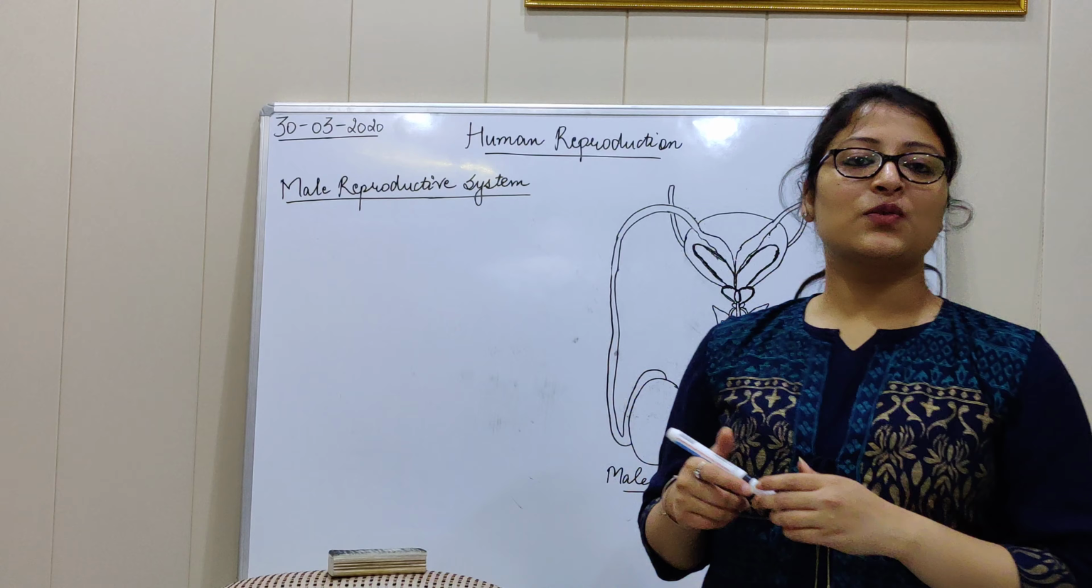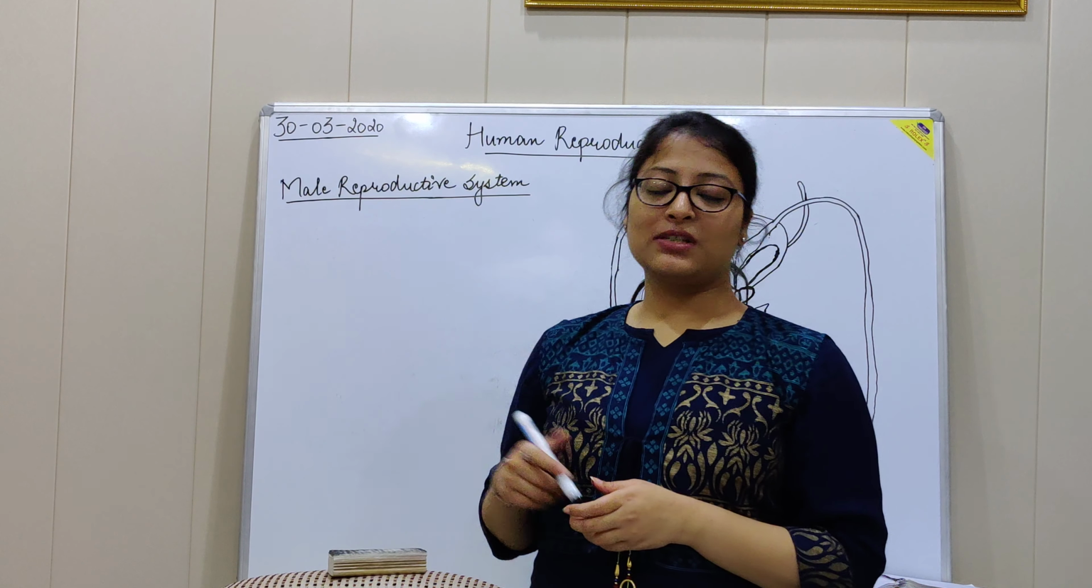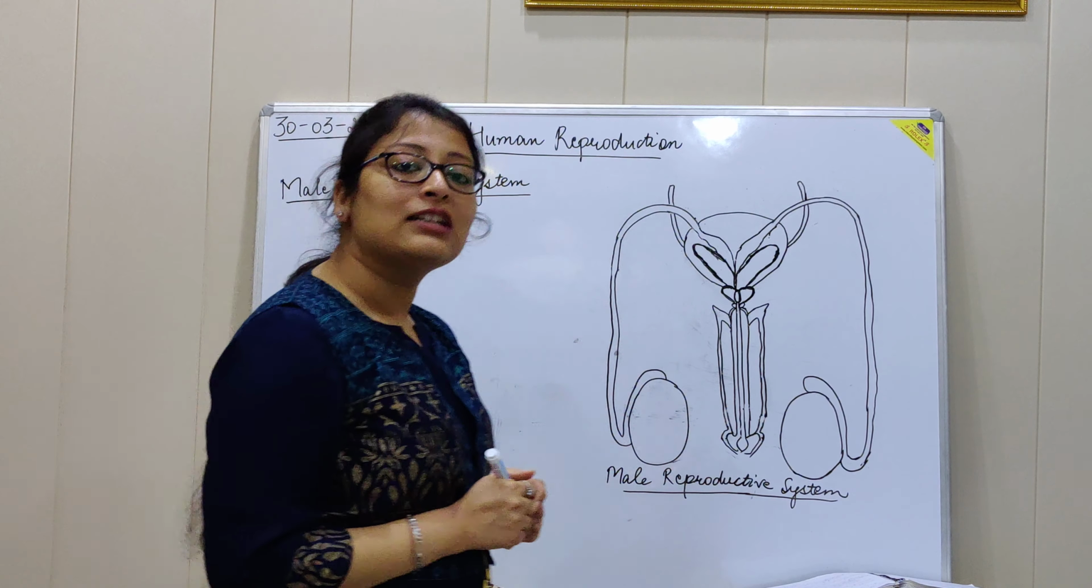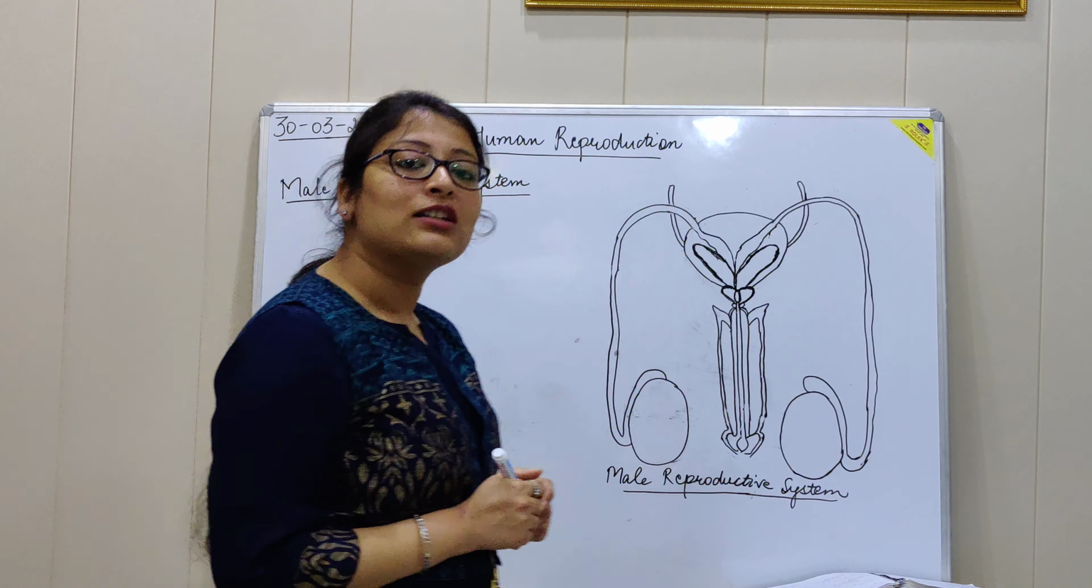Myself Anam, I have come up with a class on a topic of class 12th biology chapter known as human reproduction. So without wasting our time, let's begin with our class. Our topic is human reproduction, and in that chapter we are going to study about the male reproductive system. Before that, let's have a glance at the male gamete, that is sperm.